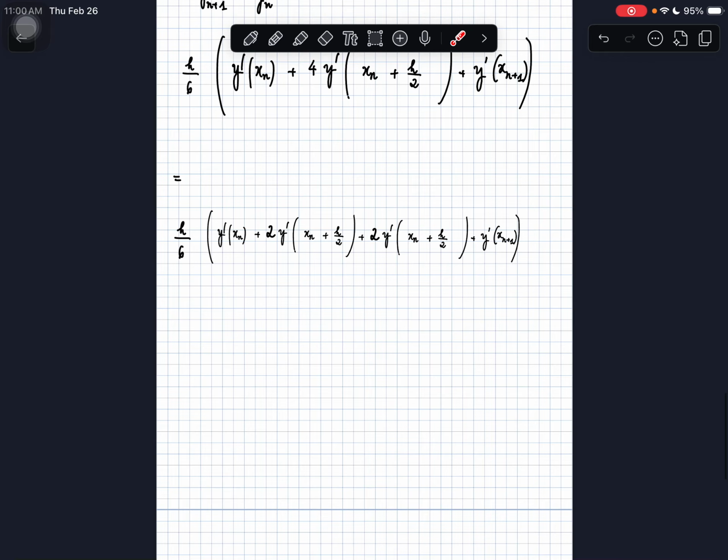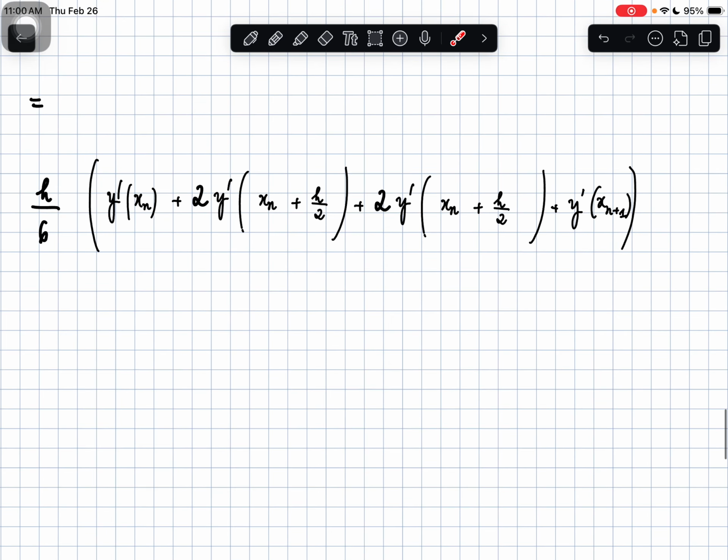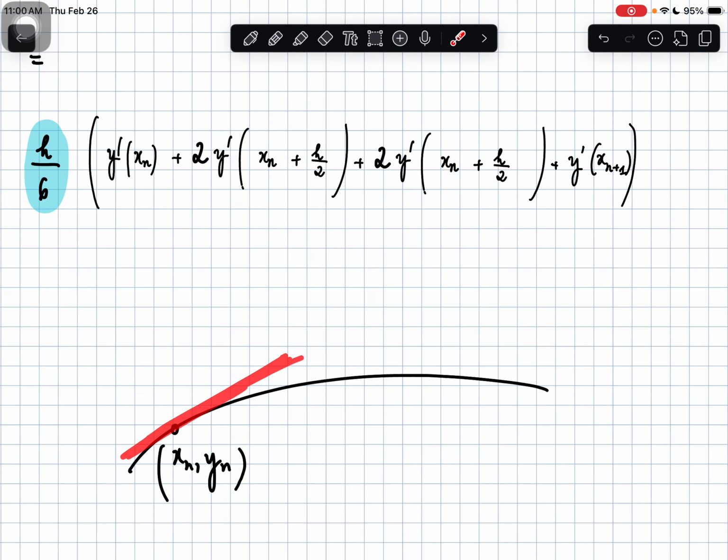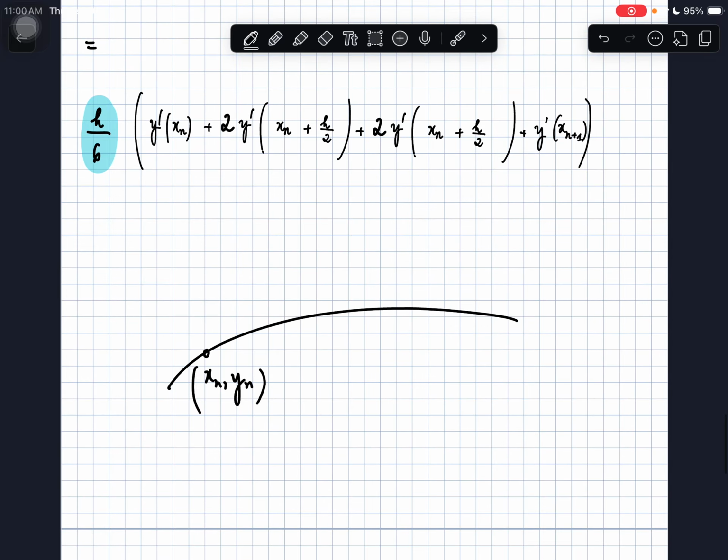Now this is what we can do. This term is good, h over 6, the step size over 6, y prime at xn. So y prime at xn, yn is actually the slope at this point. So this one, the first term, is the slope at this point.